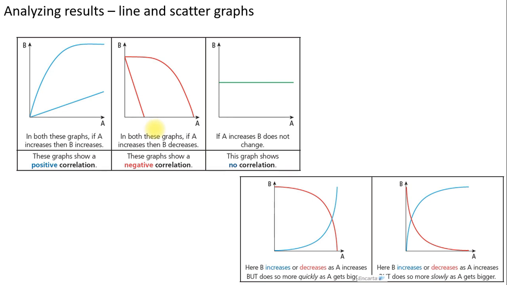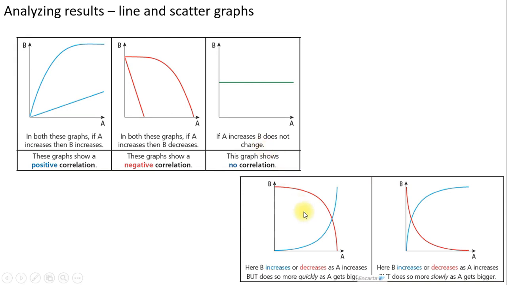Now for this third stage, if A increases and B does not change, remains constant, remains the same, we can say there is no correlation between them. There's no relationship. There's no mutual relationship between the two variables.